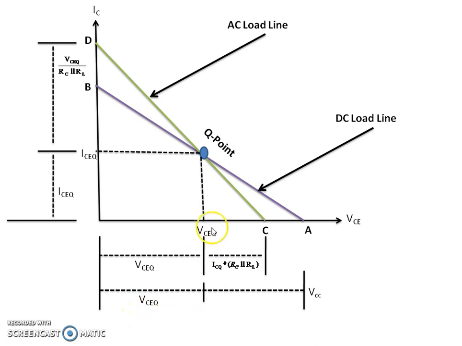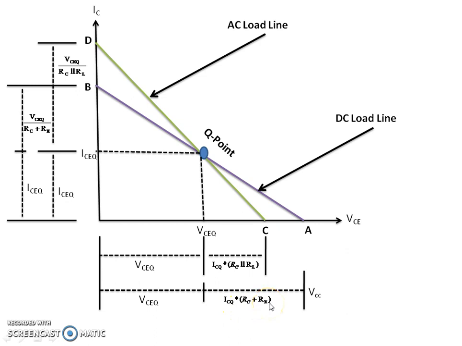So from this point to the intersection A, the remaining component will be evaluated as ICQ times (RC plus RE). Because from the DC analysis, we write the KVL equation for the output branch, and we know that VCC is equal to VCEQ plus ICQ times (RC plus RE). So the remaining component is ICQ times (RC plus RE).